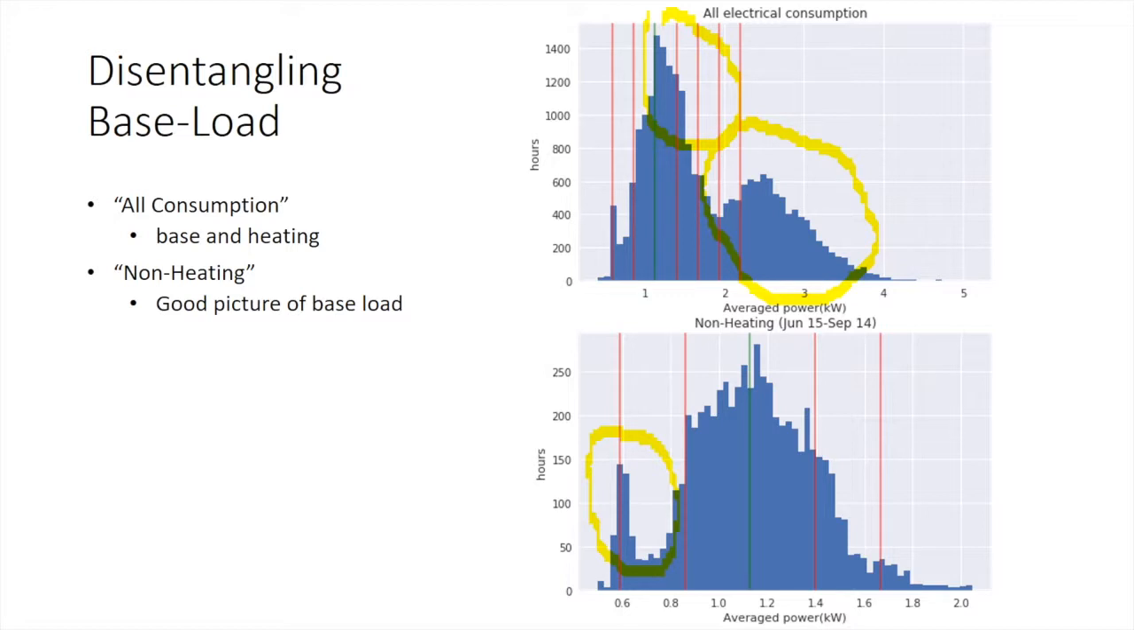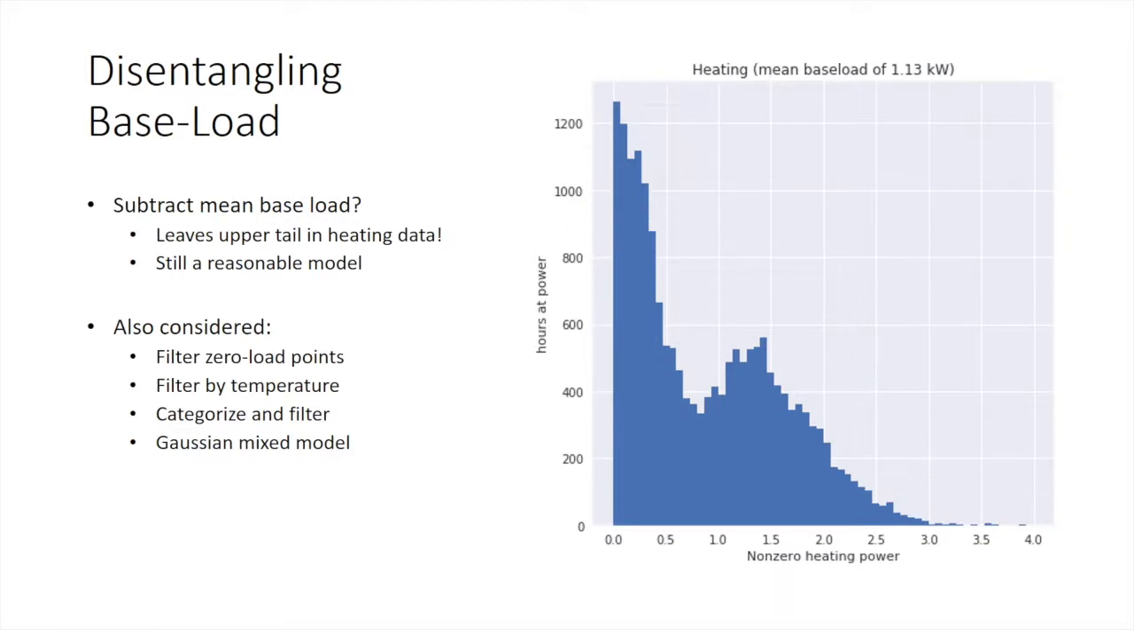The simple path is to just subtract mean base load and believe that what's left is heating. Unfortunately, that leaves behind the upper tail of base load. This is ugly, but after trying everything else in my bag of statistical tricks, this is the one that actually modeled the real-world house reasonably well.